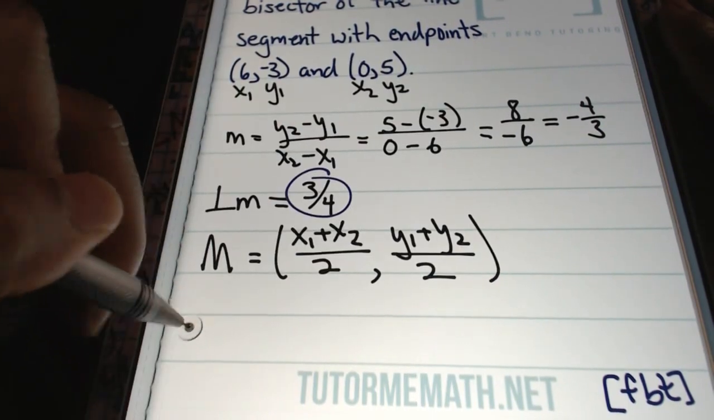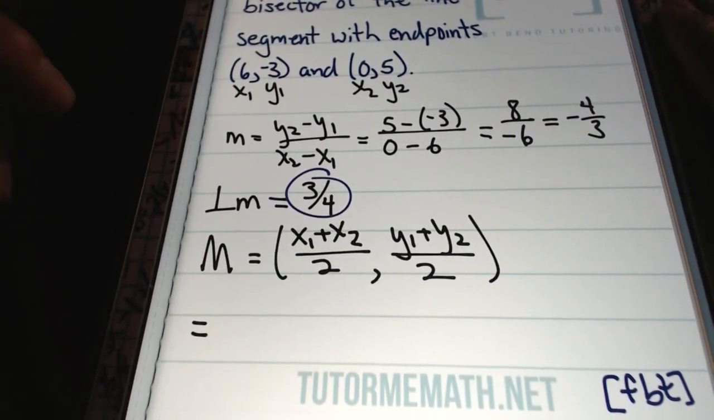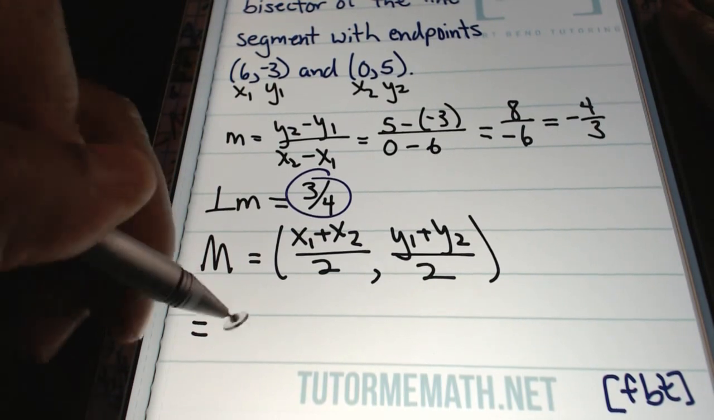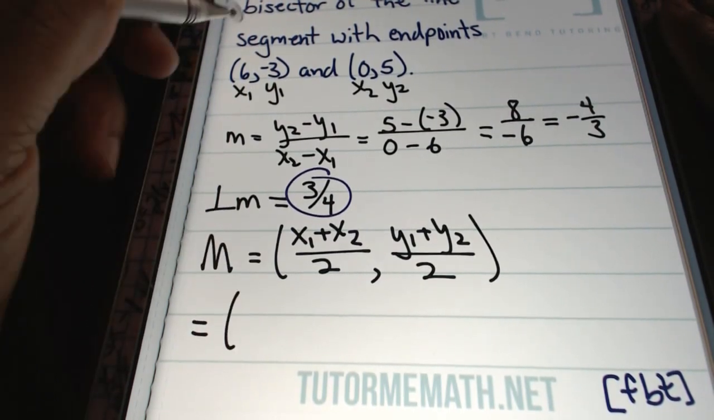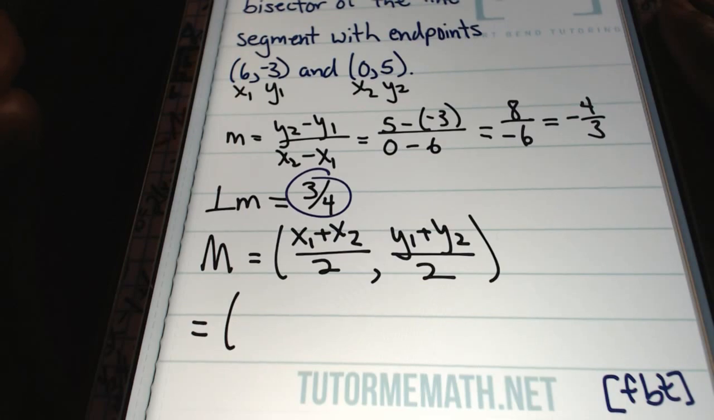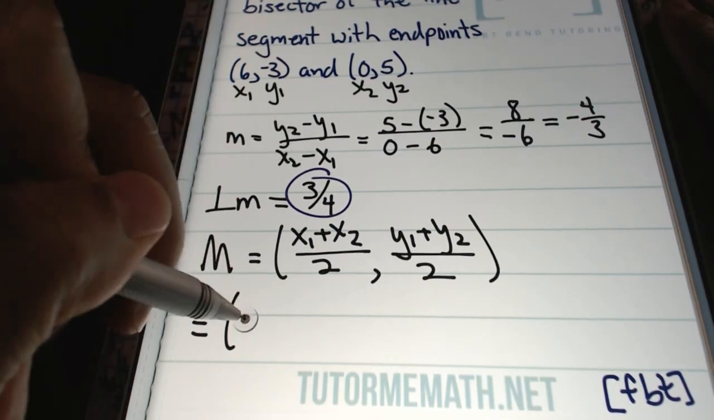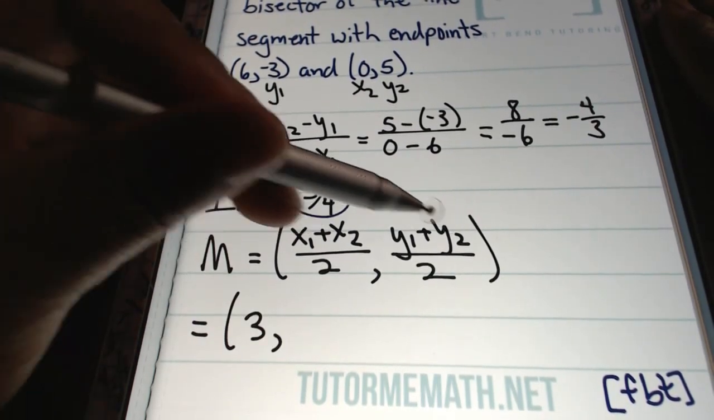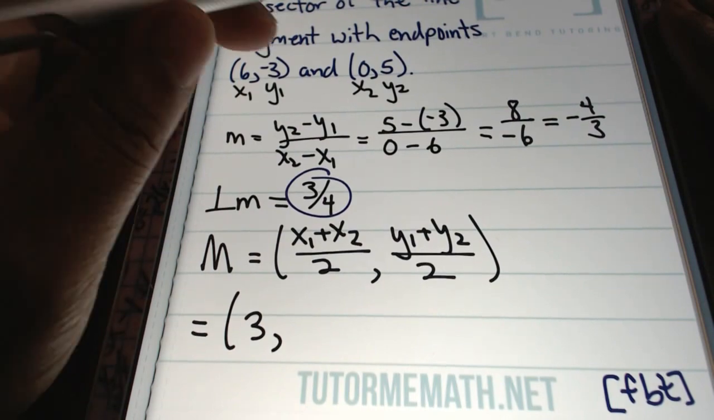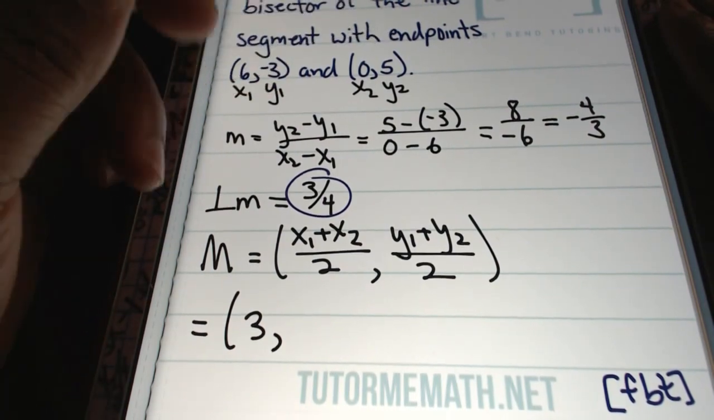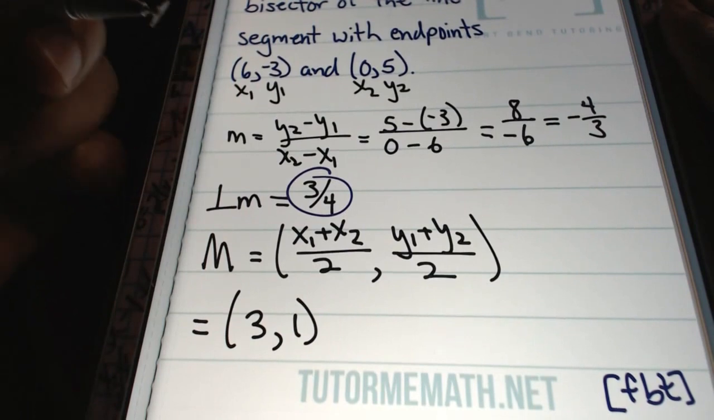Getting better at plugging in these values here. We'll have a midpoint that's going to be the result of 6 plus 0, which is 6, then divided by 2 gives you 3. Then as your y values are concerned, you'll have -3 plus 5, which is positive 2. 2 divided by 2 is 1. So we end up with a midpoint of (3, 1).